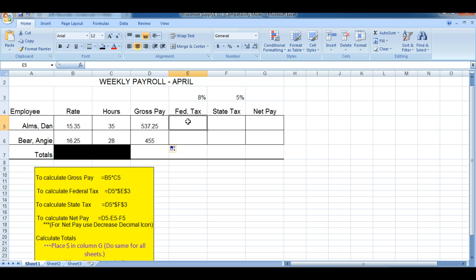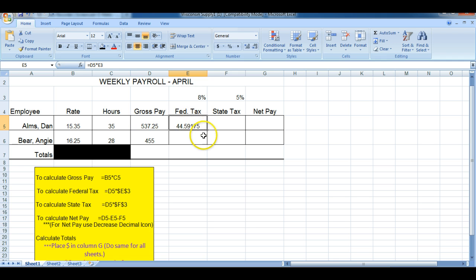Next, we're going to talk about federal tax. Now, in order to figure out federal tax, you are going to multiply the gross pay times whatever percentage there is. So make sure you have clicked in E5. You're going to start with the equal sign. Click on D5, which is the gross pay. Use your multiplication sign. Click on cell E3, which is where that 8% is. And you know what federal tax we're using because it is right above the word. Now we're going to enter.